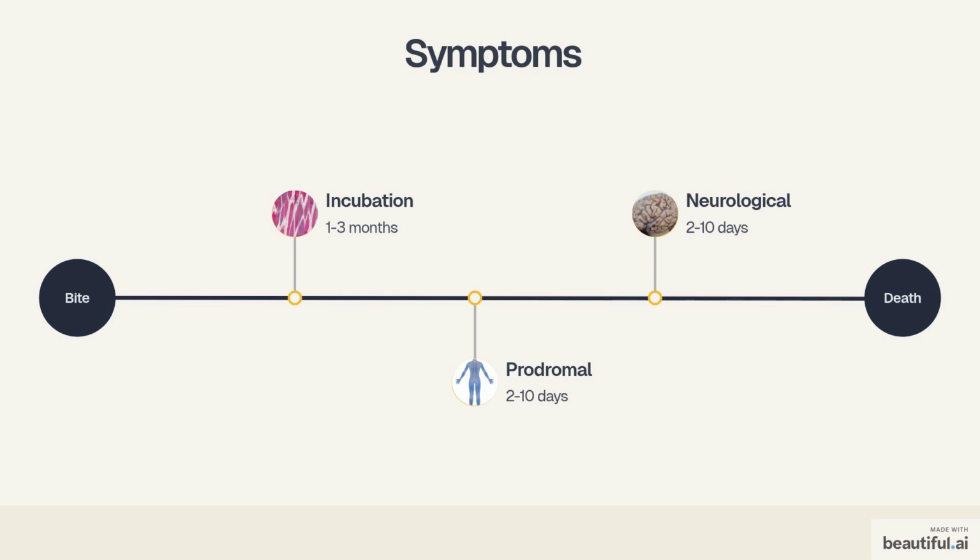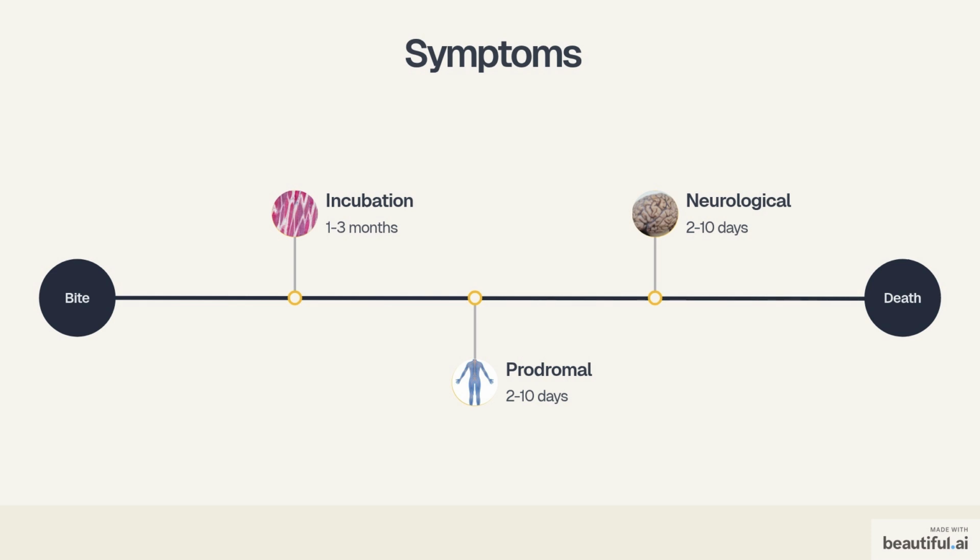There are three stages of the virus. The first is incubation, which is the period after you get bitten but before you start to show symptoms. This typically takes between 1 to 3 months, but can be as quick as a few days or take years. Since it's replicating in your muscles, with the goal of getting to your nervous system, the closer the bite is to your brain, the shorter the incubation period is.